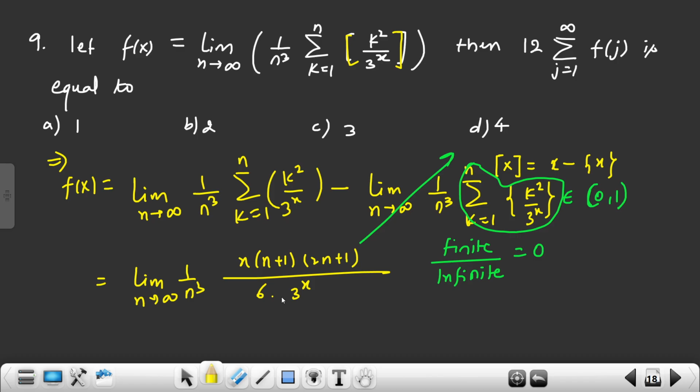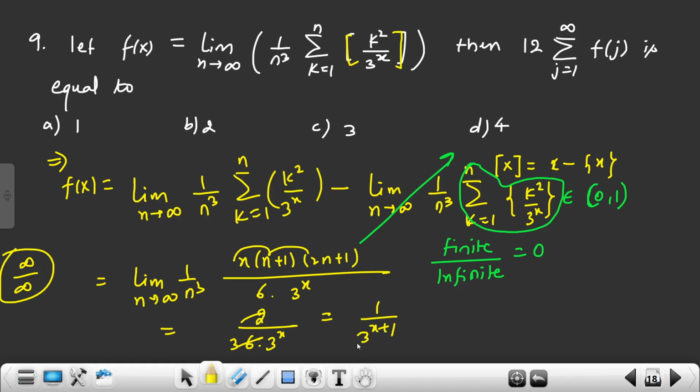Now as you can see, it is infinity by infinity form. So for infinity by infinity form, we have to check the powers. What is the highest power here? Cube. Below also cube. So we have to take the coefficient. What coefficient is coming? 2 by 6 into 3 power x. So finally it is 3 power x plus 1. That is my f(x), right? So what will be my f of j? 1 by 3 power j plus 1, right?